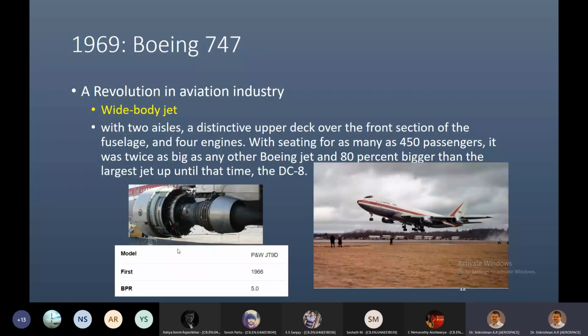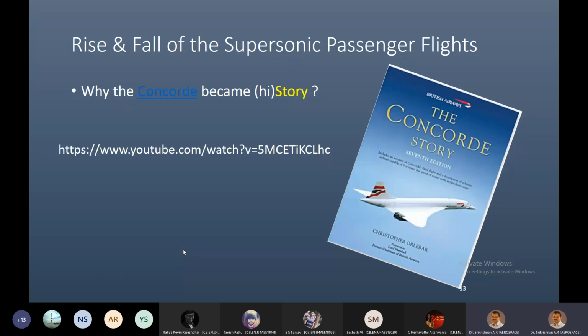It made use of a Pratt & Whitney JT9D engine, a turbofan engine with a bypass ratio of 5, which is fairly high at that point of time. So it was all a new approach, a revolutionary idea at that point of time, and it expanded the scope of civil aviation as a whole. So 747 is another milestone in the history of aviation technology as such.